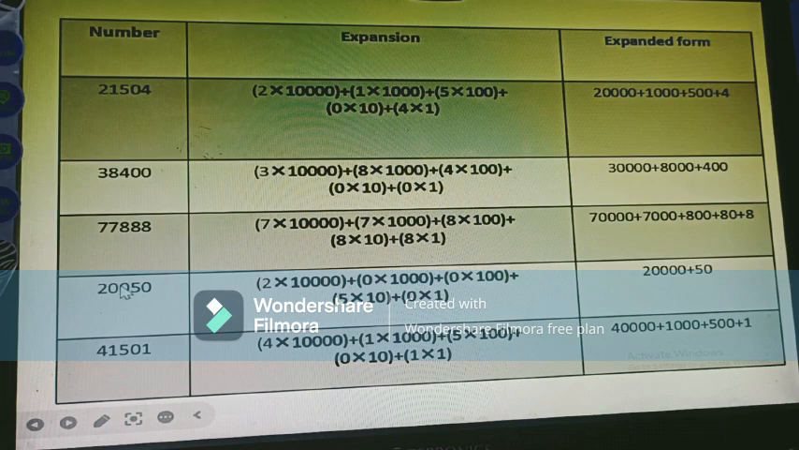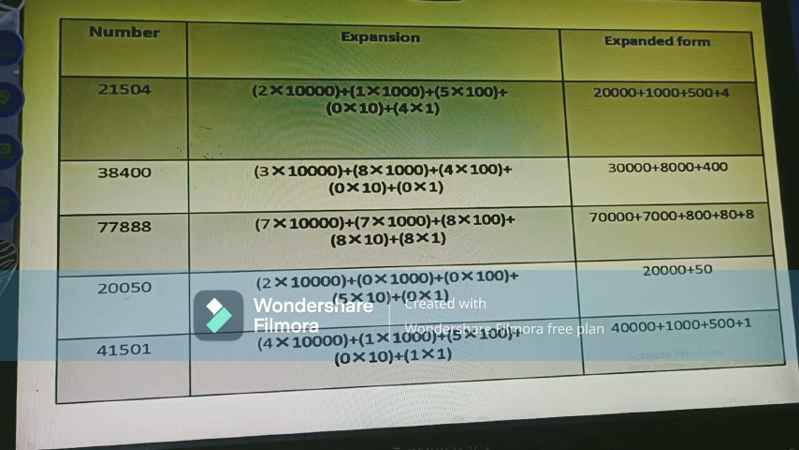Hundreds place, 0 is there. Thousands place also 0 is there. 10,000s place, you have the 2. So 2 into 10,000, 0 into 1,000, second 0 into 100, 5 into 10, last 0 into 1. Okay, understand? So without zeros, what do we have here? 2 numbers are there. First one is 2 into 10,000, 20,000, 5 into 10 is equal to 50. So only those numbers you write in your expanded form.